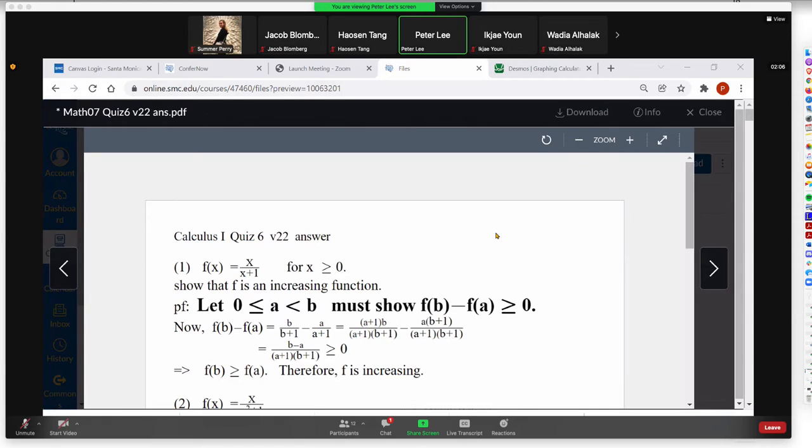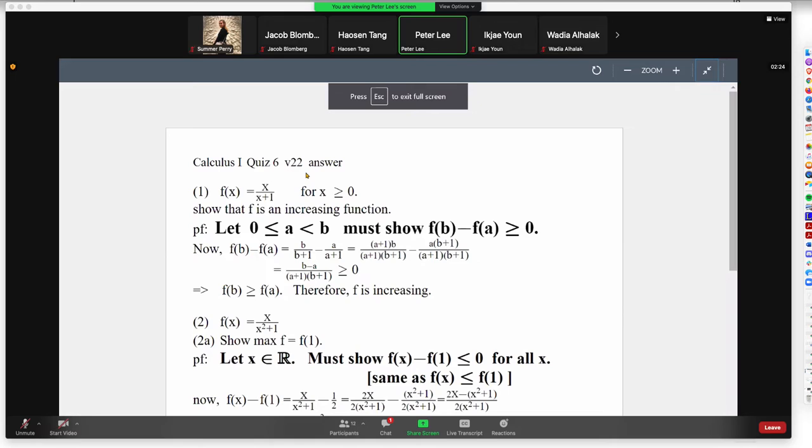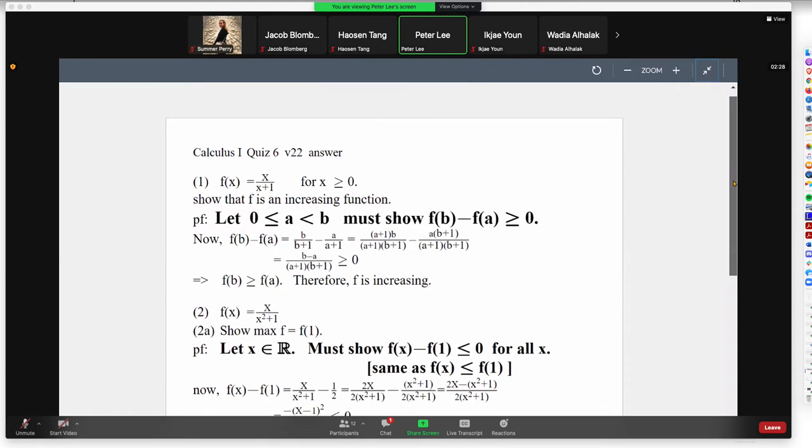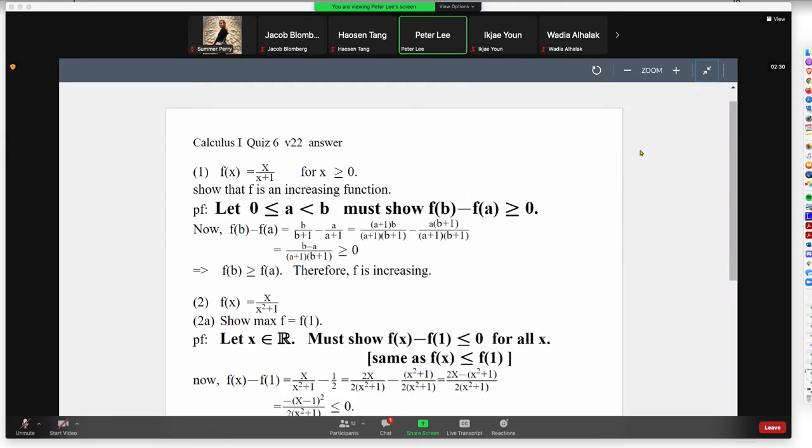So here, first, let me explain the correct solution, which you should have done. Once again, this is the file, Quiz 6. This is the quiz 6 answer. It's posted, and as you can see, all of these things are very short.